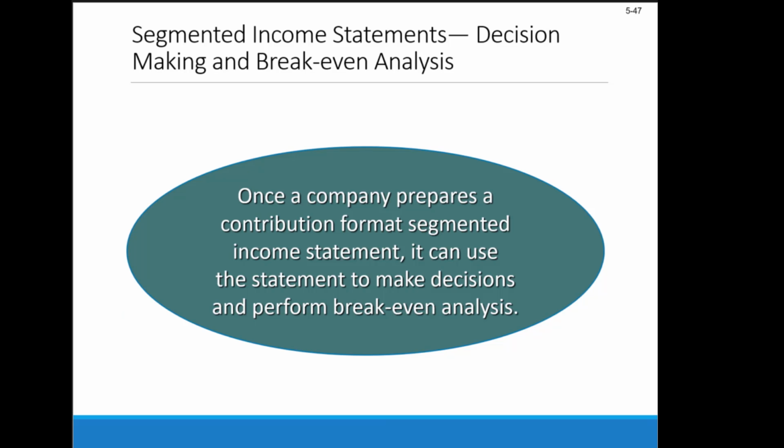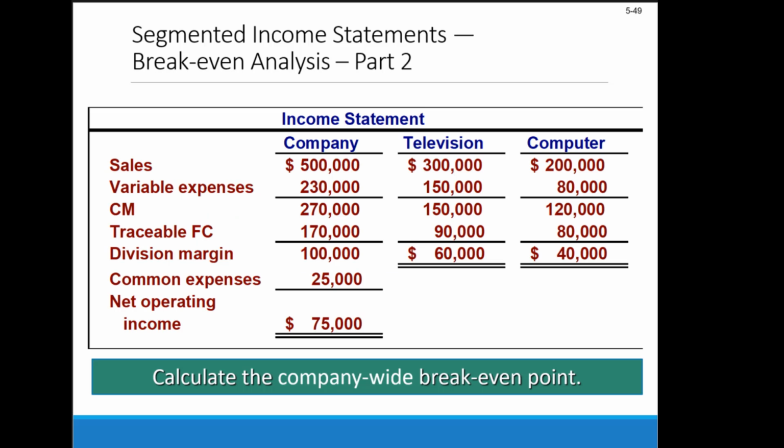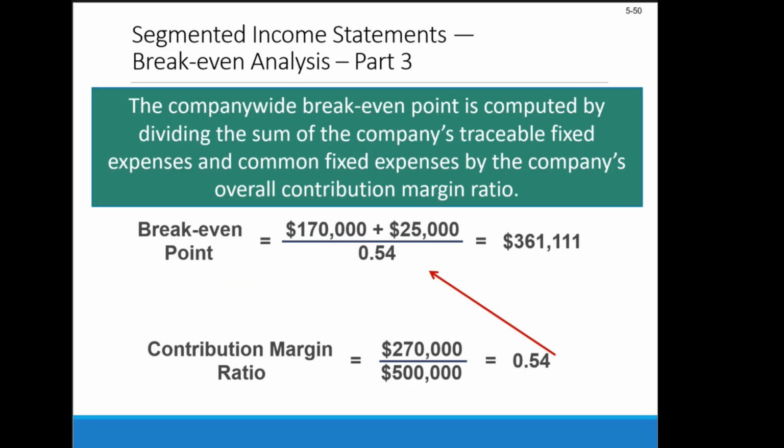Once we put together a contribution format segmented income statement, we can use that to make any of our keep or drop type decisions and to do some break-even analysis. And that took us to learning objective 5, was to calculate company-wide and segment break-even points. And really we did this in chapter 5 with multiple products, and it's generally the same idea, which is nice. So looking at our Weber example again, let's first calculate the company-wide break-even point. So let's do that in terms of sales dollars.